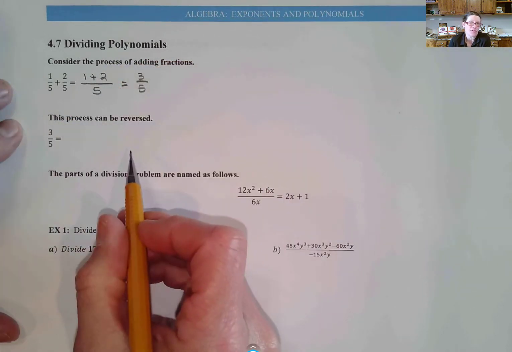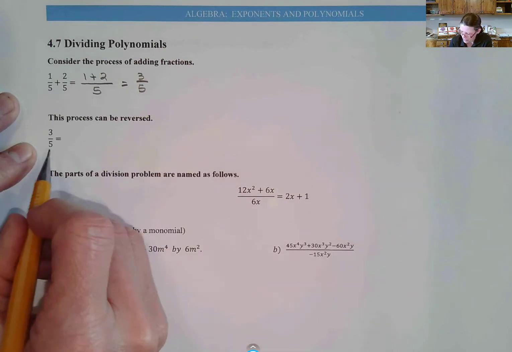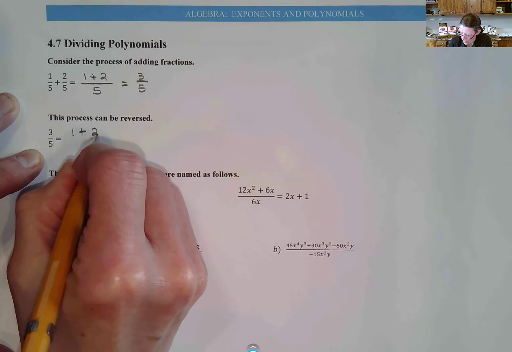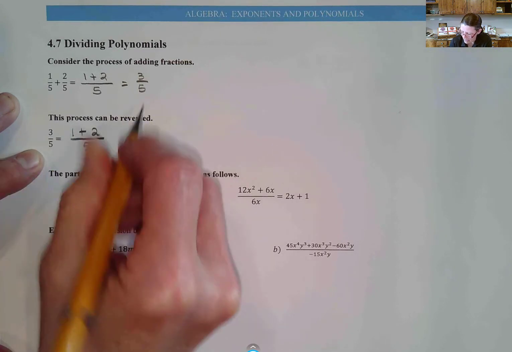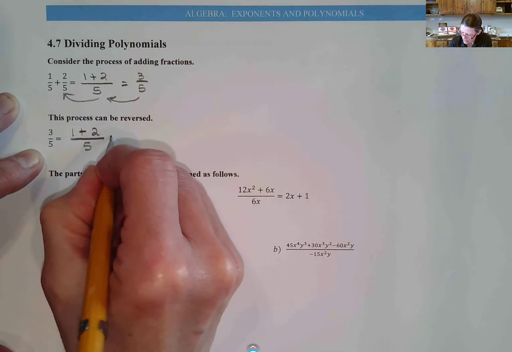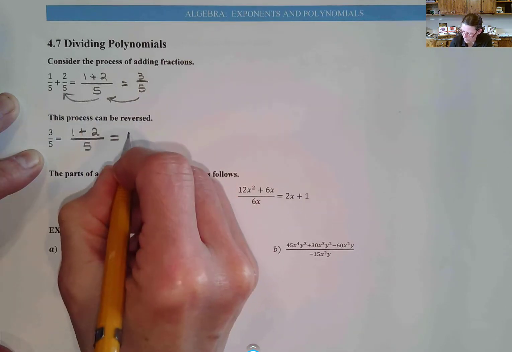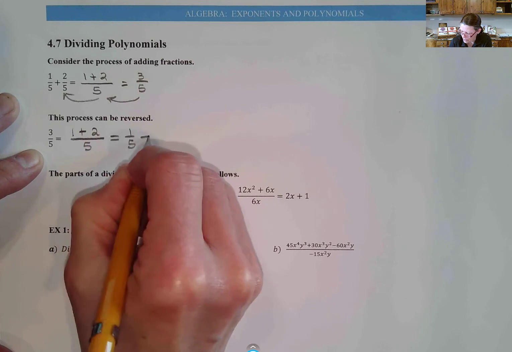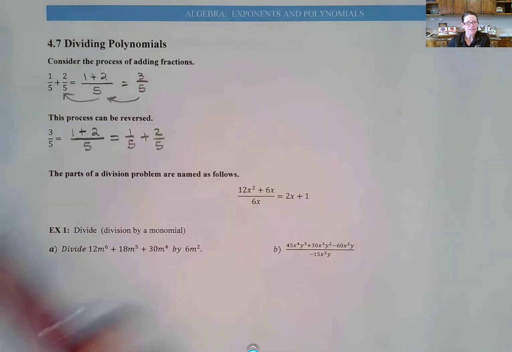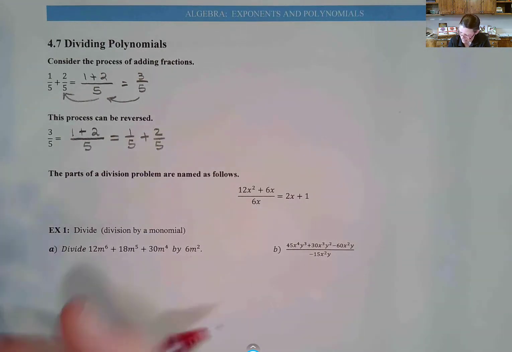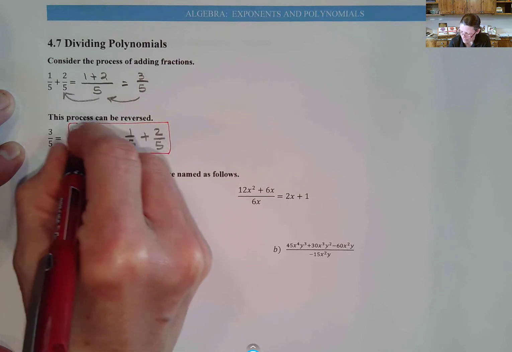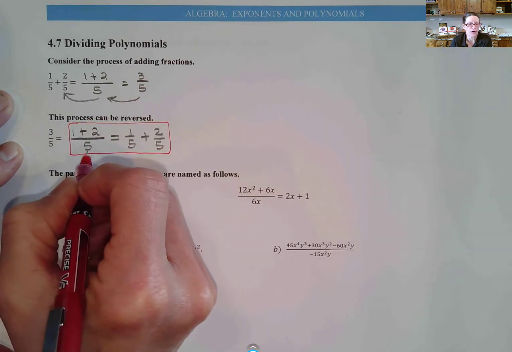And I want to just reverse this process. 3/5 then, we can write that as 1 plus 2 over 5, and I'm just reversing the process from above. And 1 plus 2 over 5 is equivalent to 1/5 plus 2/5. And this is the key to the process that we're going to use when we divide by a single-termed monomial.